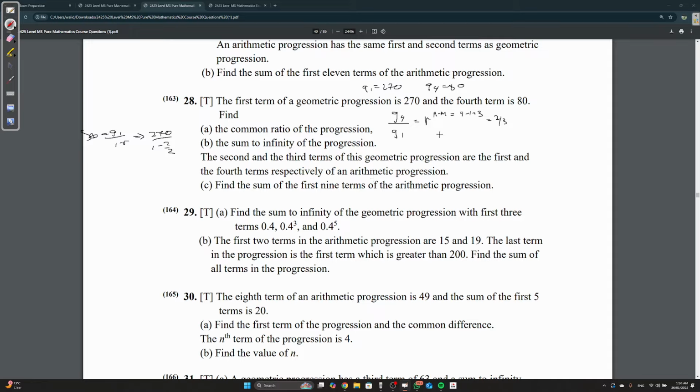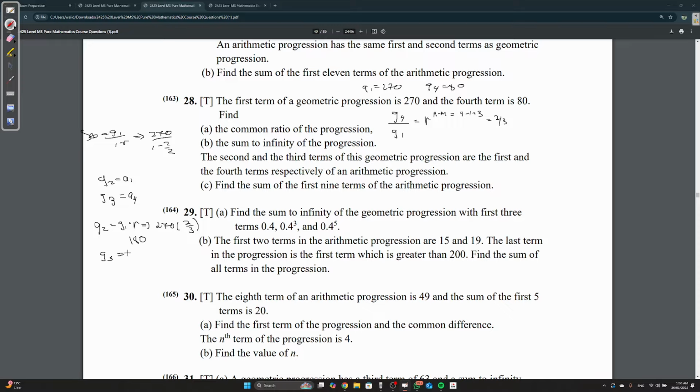So, they're saying the second term is the first term, and the third term is the fourth term. So, g2 is equal to a1, and g3 is equal to a4. Let's find g2. g2 is just equal to g1 times r, right? Because r to the power of n minus 1, so 2 minus 1 will be 1. So it's going to be g1, 270, times r, which is 2 over 3. You're going to get 180.